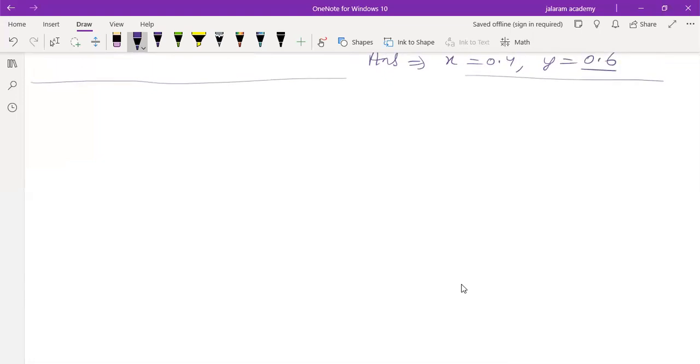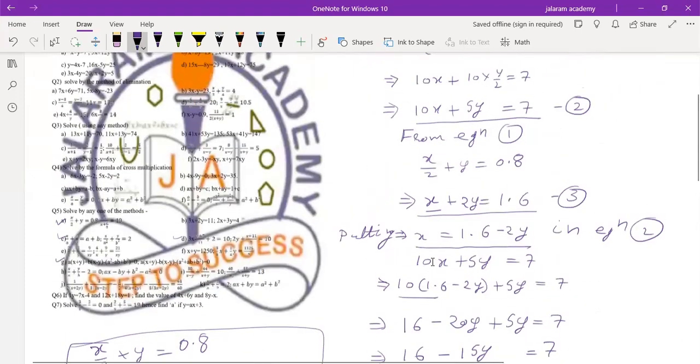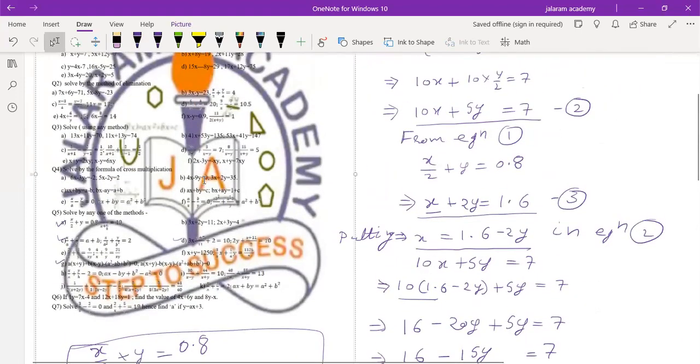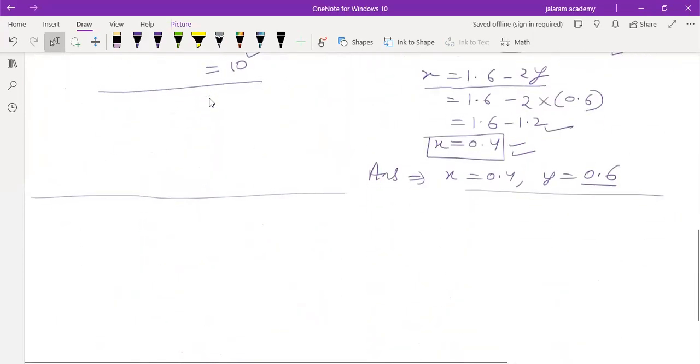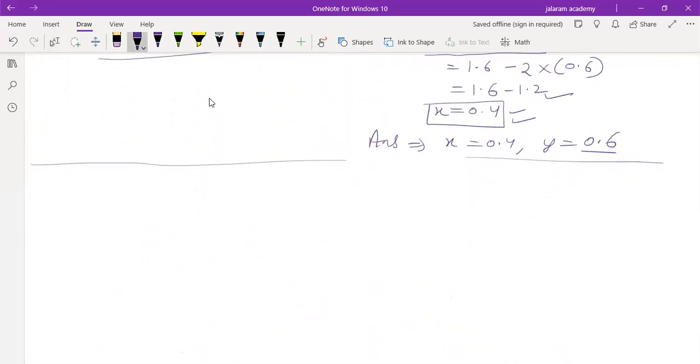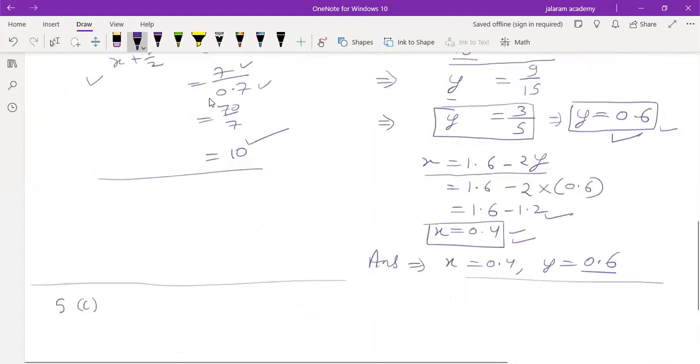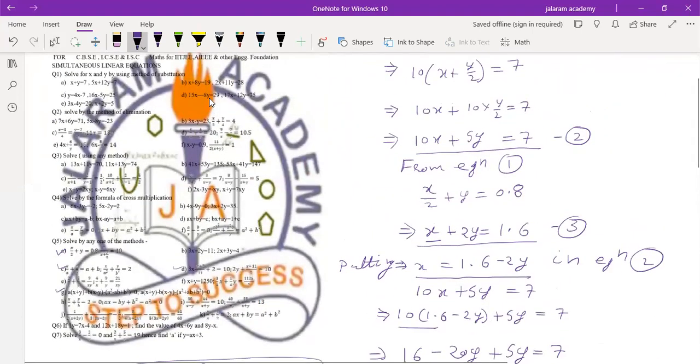Yes. Now 5b. Doubt in 5b also? No, sir. 5b, no doubt. No doubt in 5b. Okay. 5c. Doubt in 5b? Achha. Which method is the most suitable method to solve this type of question? Have I discussed this thing?